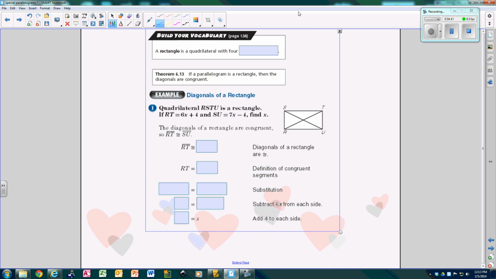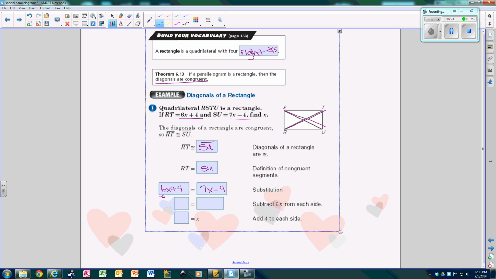So a rectangle is a quadrilateral with 4 right angles. And if a parallelogram is a rectangle, then the diagonals are congruent. So that means that RT is congruent to SU. So if the diagonals are congruent, then that means they're also equal because of the definition of congruent segments. So if I substitute this in, RT is equal to 6x plus 4, and SU is equal to 7x minus 4. Then I can solve for x.